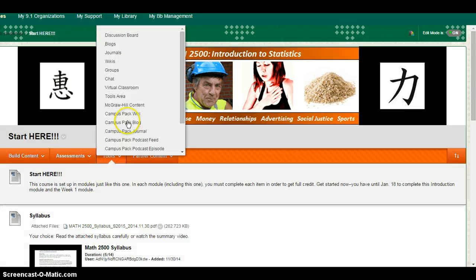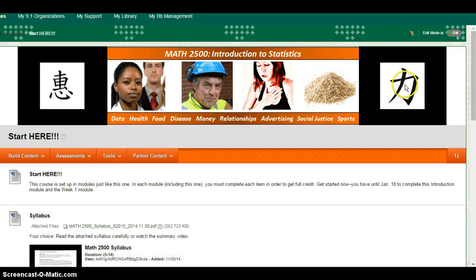Okay, you may have noticed the pictures up here at the top of the statistics screen. I just want to give a real quick teaser introduction to what those are. So these two Chinese symbols here are the symbols for intelligence and power.